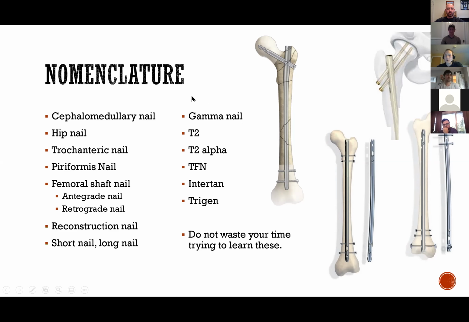These are the things that I don't want you guys to get caught up in. Gamma nail, T2, T2 alpha, TFN. These are all just brand names. And the more you get into this, it's good to learn, and it's critical that you understand what your implant is and where the specific holes are. This is not the goal of this lecture.